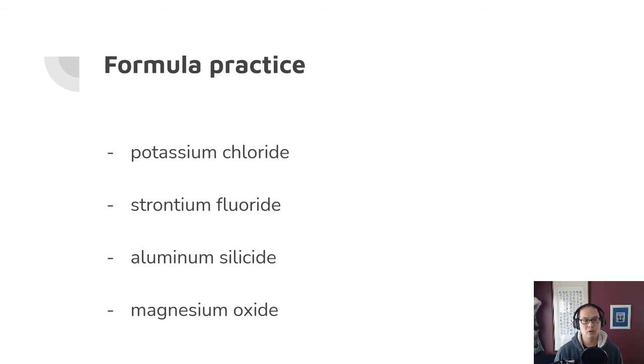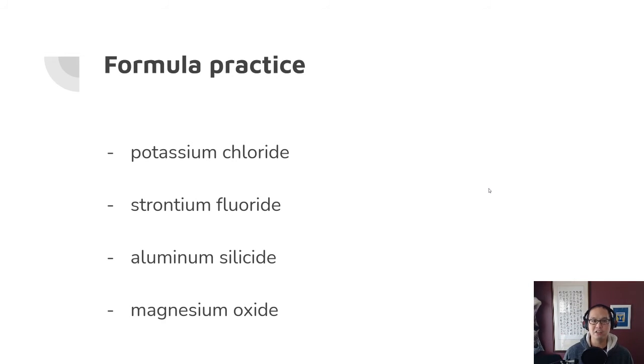All right, so let's do some practice with this. Let's do these 4: potassium chloride, strontium fluoride, aluminum silicide, and magnesium oxide. Let's go over these really quickly. Potassium chloride, what is that going to be formula-wise? Potassium has a +1 charge, chlorine has a -1 charge, so very simple, KCl.